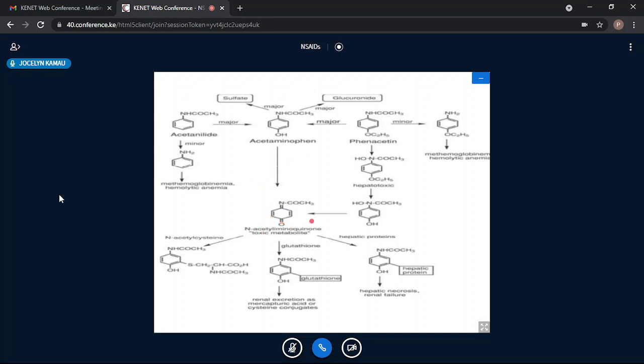But we did say if you have enough supplies of glutathione, GSH, and what is glutathione made of?